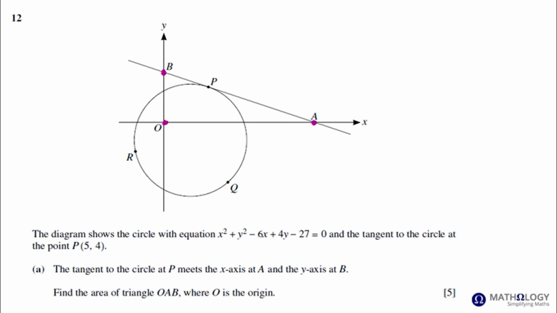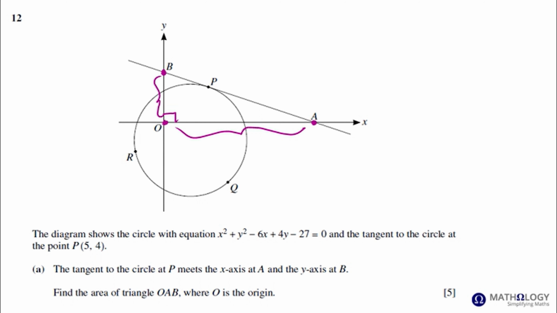Okay, so to find the area of the triangle OAB, we're going to need to know the length of OB and the length of OA, since they represent the base and the height of that right angle triangle. So to find the length of OB and OA, we need to know the coordinates of A and B. To find the coordinates of A and B, we're going to need to know the equation of line BPA, which is the tangent. So essentially they're asking us to find the equation of the tangent.